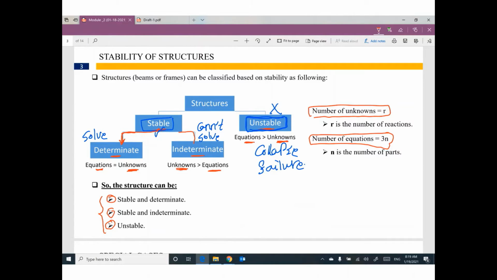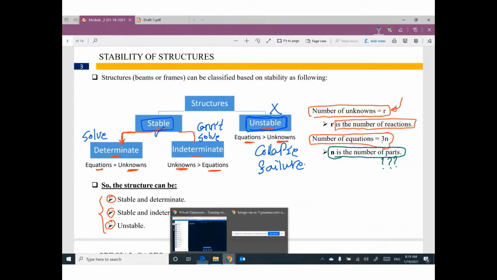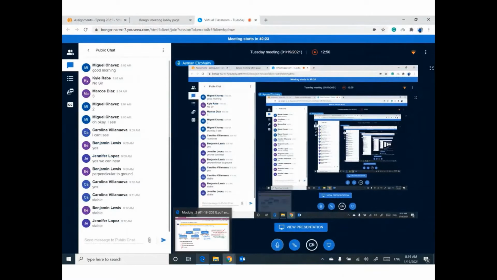The number of unknowns is the number of reactions. If you have a structure, you have reactions. How many reactions? This number of reactions is called the number of unknowns. And the number of equations equals 3n. N is the number of bars. What is the meaning of the number of bars? I will go through this during the examples. But at this moment, do you have any question? If you have any question, let me know.